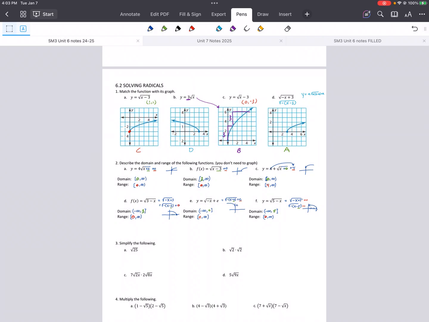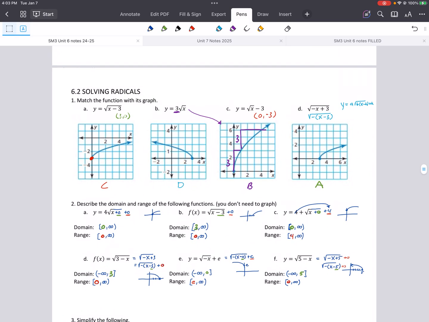Hey everybody, this is 6.2. We're going to be talking about solving radicals. This first part, I just had people do that as a starter. Just a quick review of the things we've done before. The first part, we're just matching.